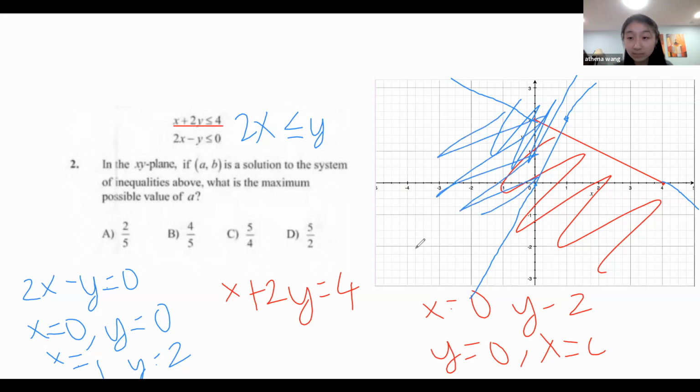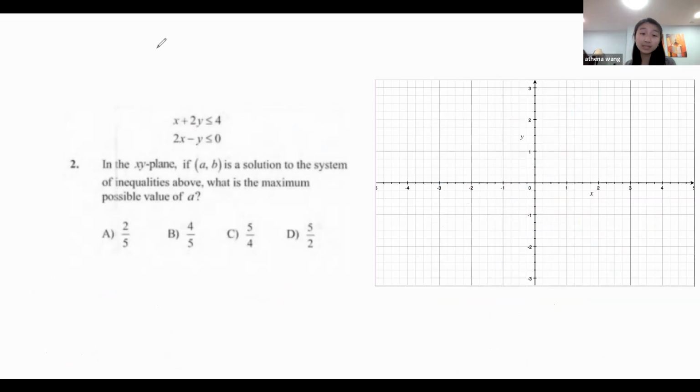Yeah. So it's the section here. Okay. My graph is kind of bad. Okay, so then we know the maximum value of a, since a is the x-coordinate. So the x-coordinate, it's this one. It's 4/5. So that is the maximum value. You could also just solve these two equations and the intersection point would always be that maximum or minimum point that it's asking for.